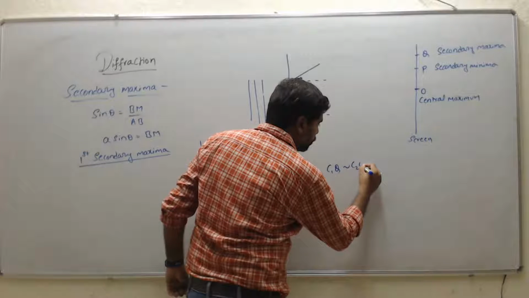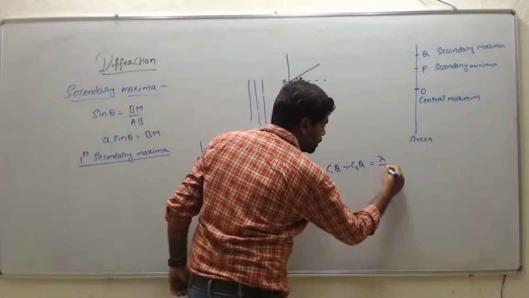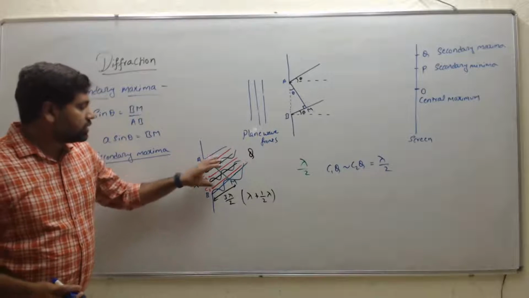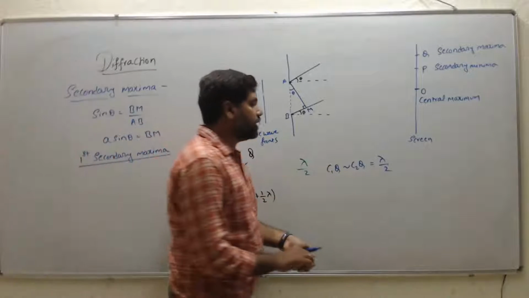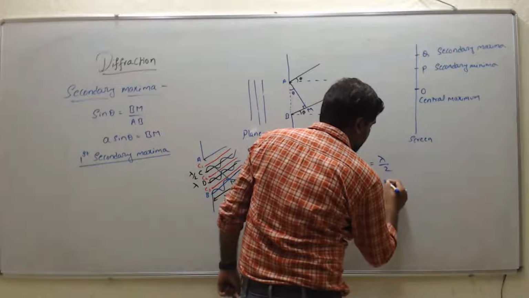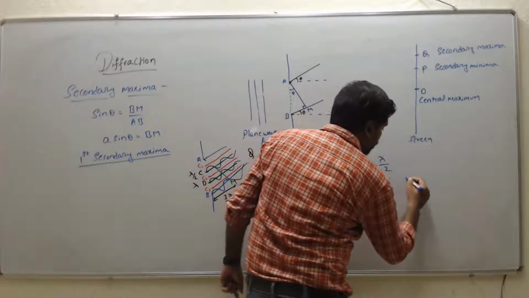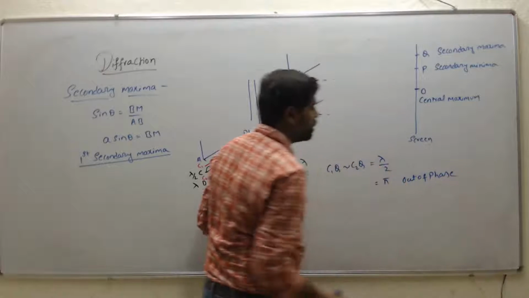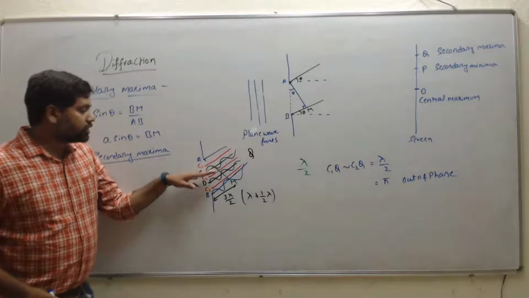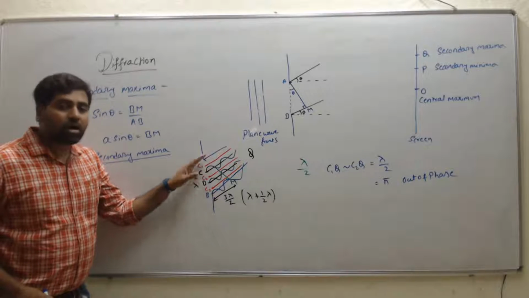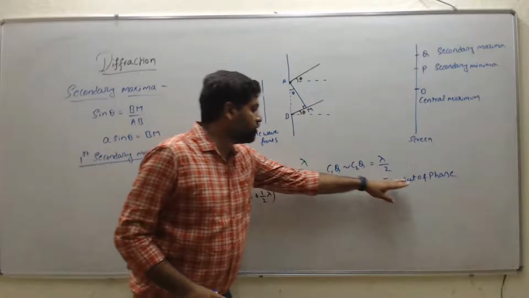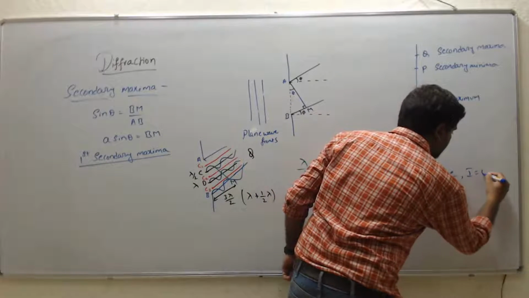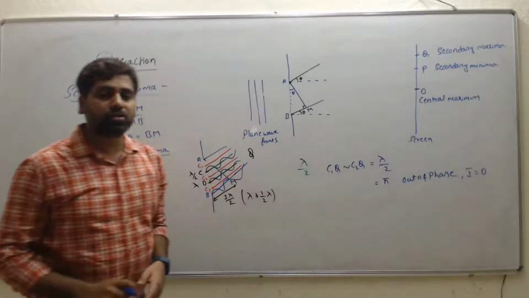C1Q, C2Q. Here the path difference is how much? That is lambda by 2. So if the path difference is lambda by 2, then in terms of phase difference, that is pi. Hence these two are out of phase, right? So the waves coming from AC and CD are out of phase. Hence these two cancel each other. Hence the intensity from these two waves is I equals 0.